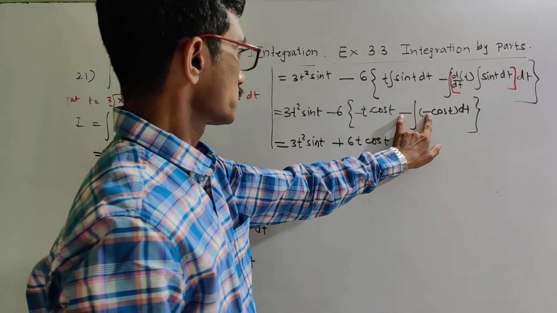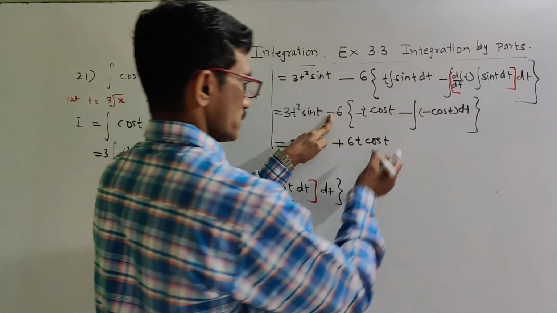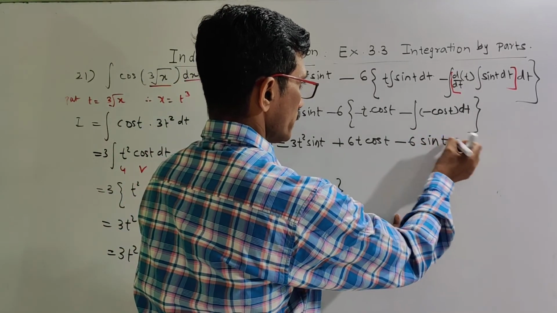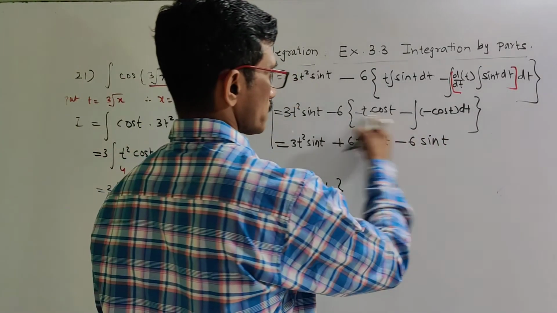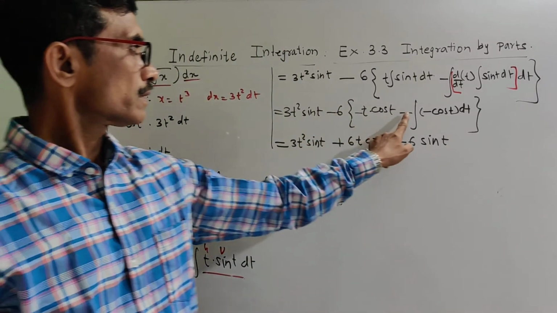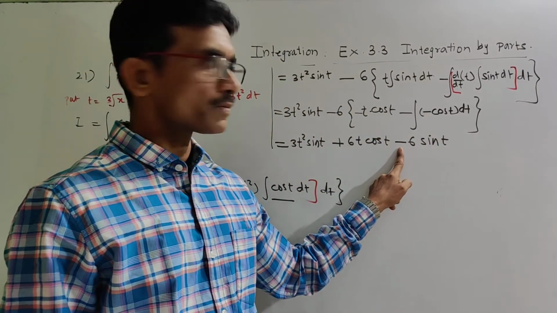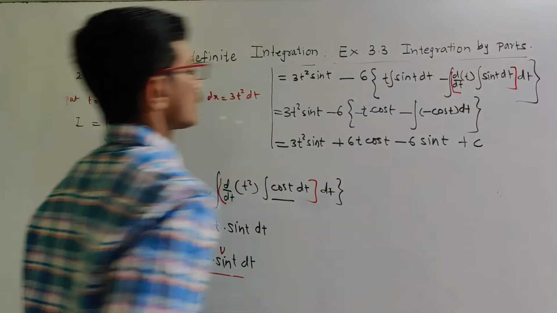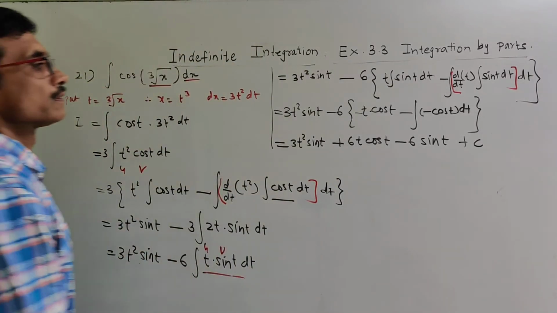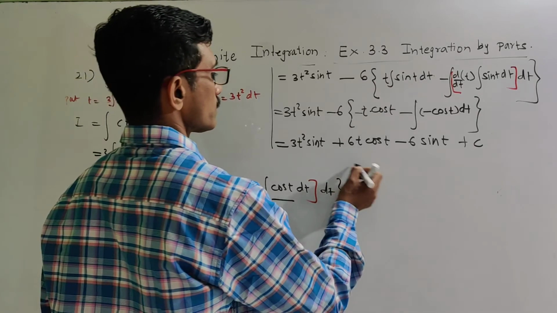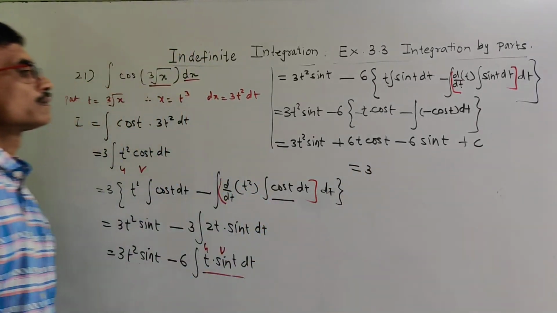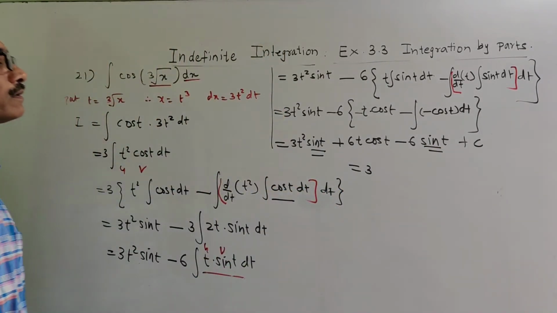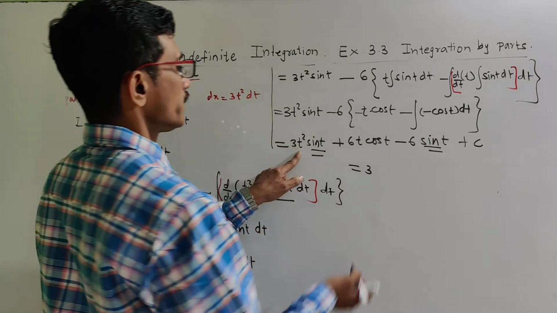Here it will be plus, and this again minus 6, so it is minus 6 and integral of cos is sin t, is minus and again minus, so 3 times minus and 6 and integral of cos is sin plus c. Then here, we can take sin t common from here.